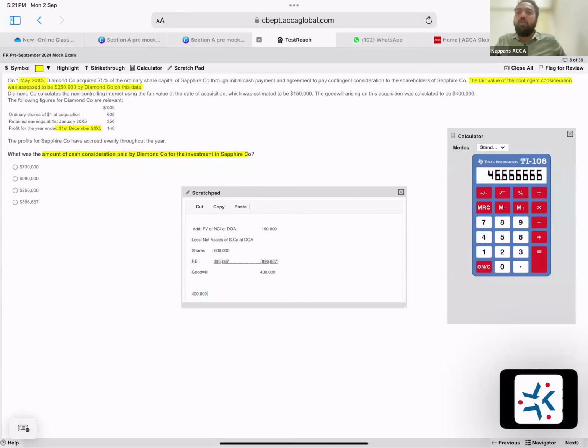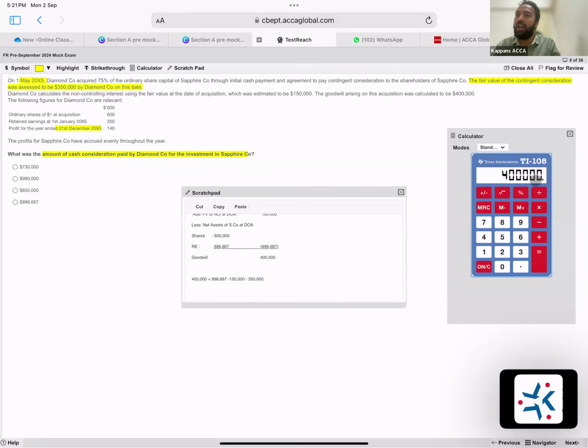Now, goodwill is what you get. So work reverse, work backwards, then you will get the answer. This minus 996,667, when you work backwards, will become positive 996,667. This 150,000, which is positive, when you work backwards, will become negative. And this 350,000, when you work backwards, will also become negative 350,000. Now use your calculators.